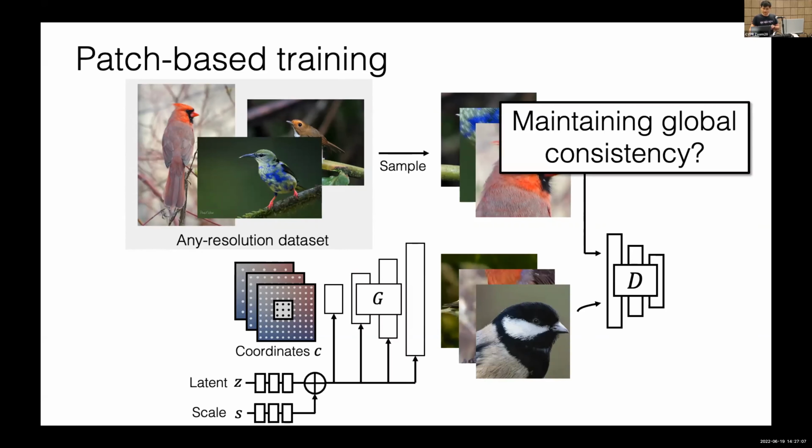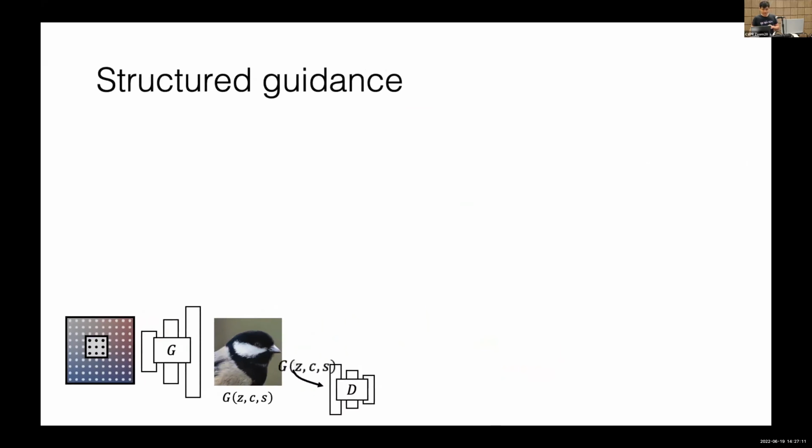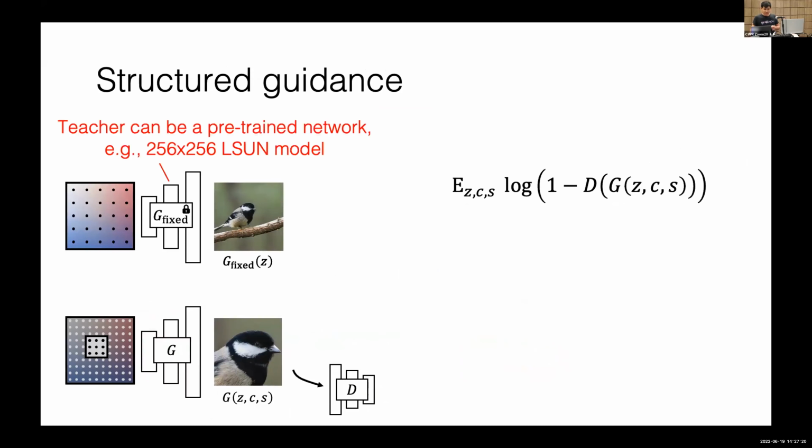So for here, we found that a little bit of structured guidance from a low resolution generator helped. So we can write our previous objective out like this. We can have another generator that's trained on low resolution images. And once again, you can leverage previous people's work. You can go on a model zoo and download a pre-trained model, for example, one that's at 256 by 256 on LSUN, or you can train your own.